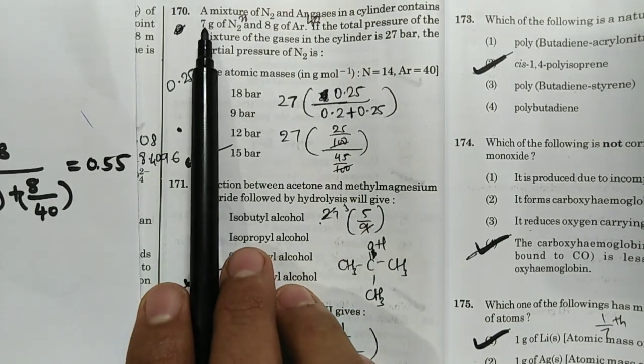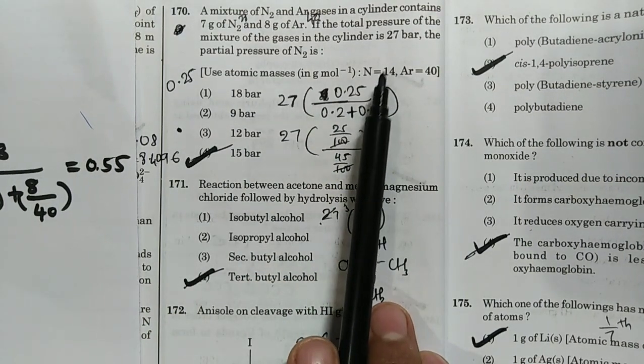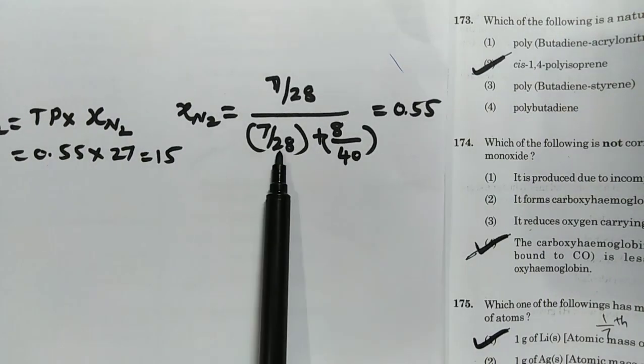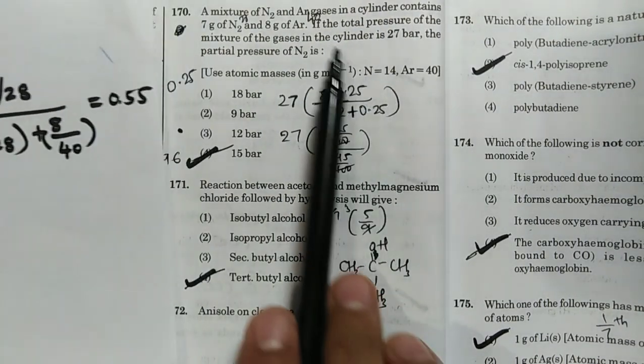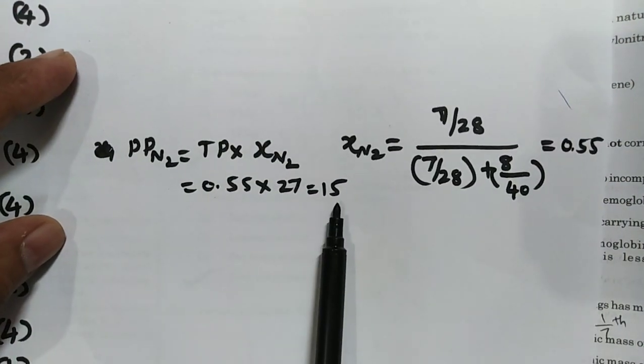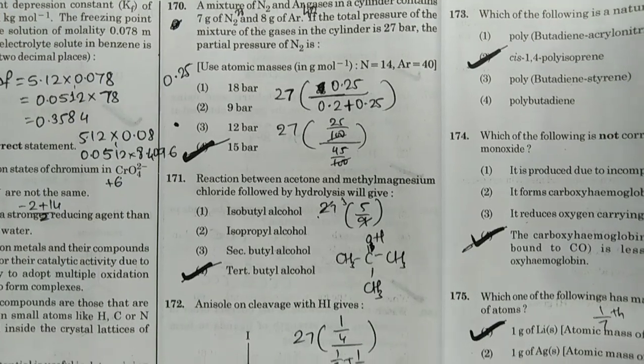Because here 7 is a mass. Molecular mass is not 14; you have to take it as N2 gas. So 28. 7 by 28 divided by 7 by 28 plus 8 by 40. So 8 by 40, 8 gram and 40. Right? 0.55 you will get. 0.55 into 27, you will get the answer as 15. So the answer for this question is 15.